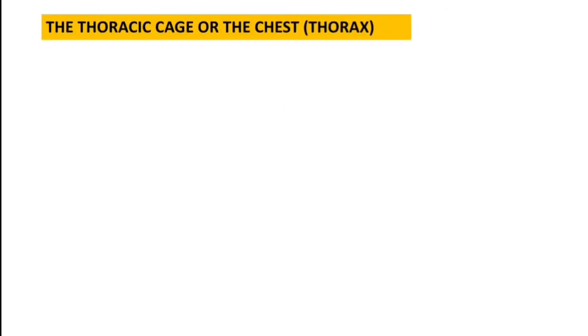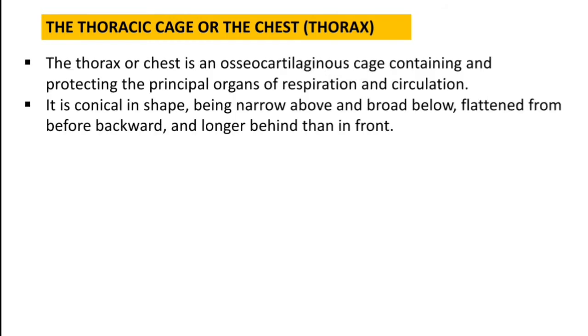Now let's talk about the thoracic cage or the chest. The thorax or chest is an osteocartilaginous cage, right? Osteocartilaginous means it is bony and cartilaginous, this cage containing and protecting the principal organs of respiration and circulation.